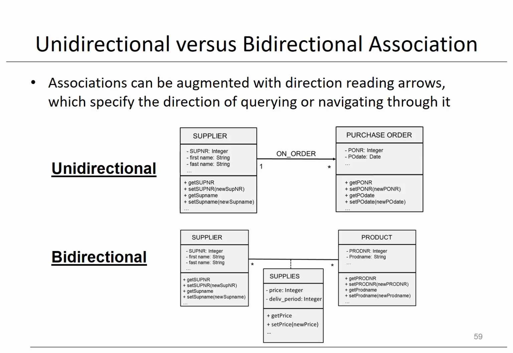In a bidirectional association, both directions are possible, and hence there is no arrow. The bottom figure is an example of a bidirectional association between the classes supplier and product. According to this UML class diagram, we can navigate from supplier to product as well as from product to supplier.